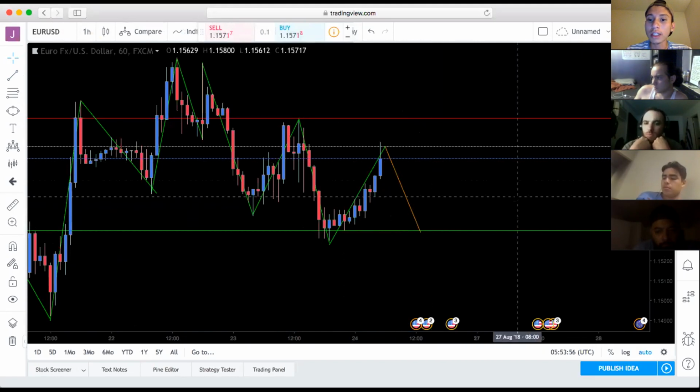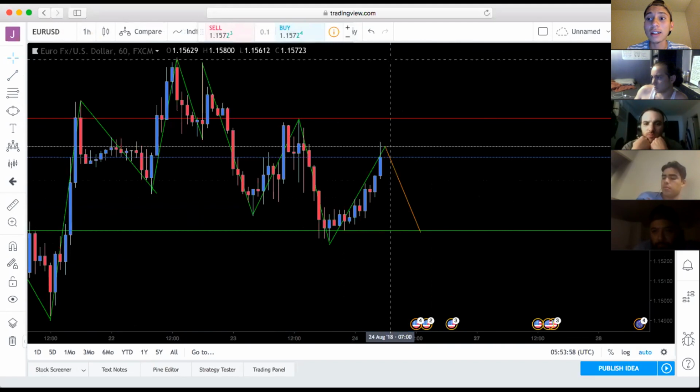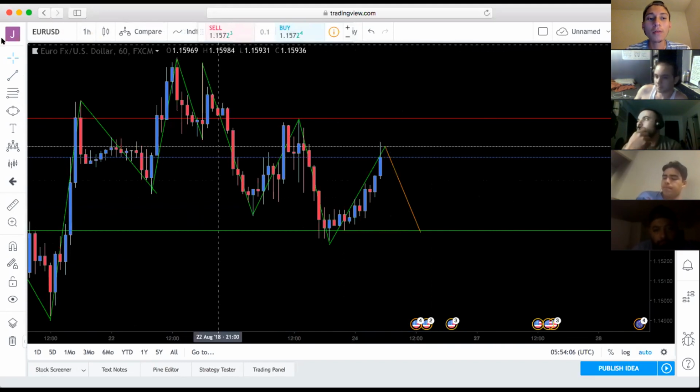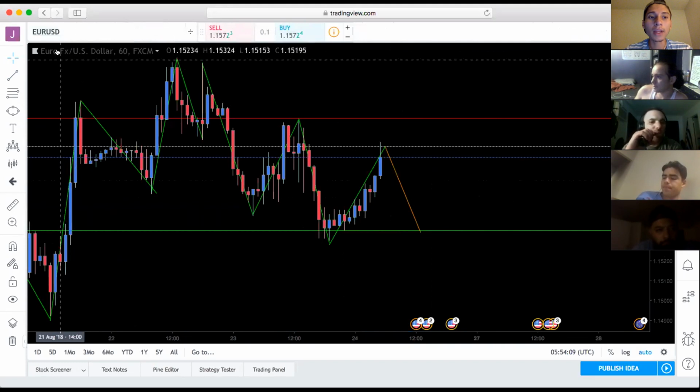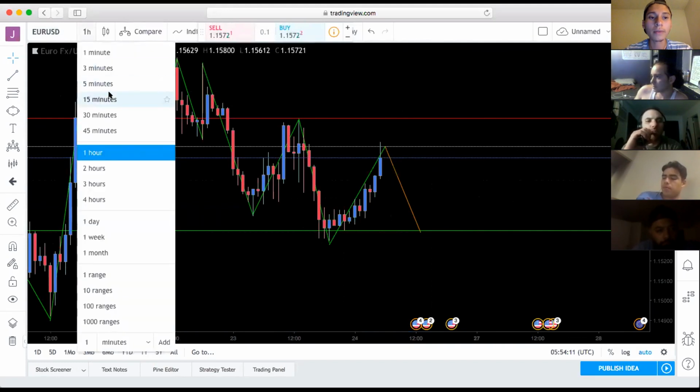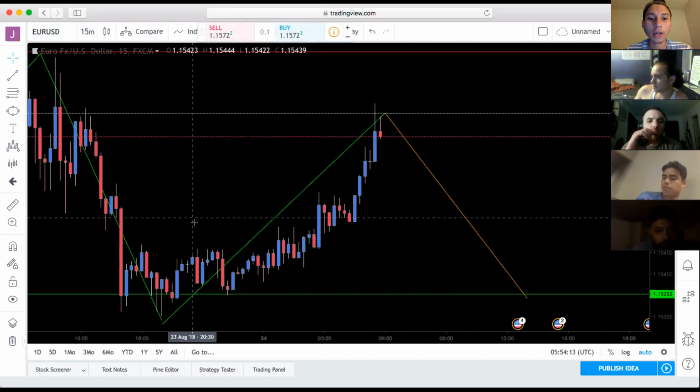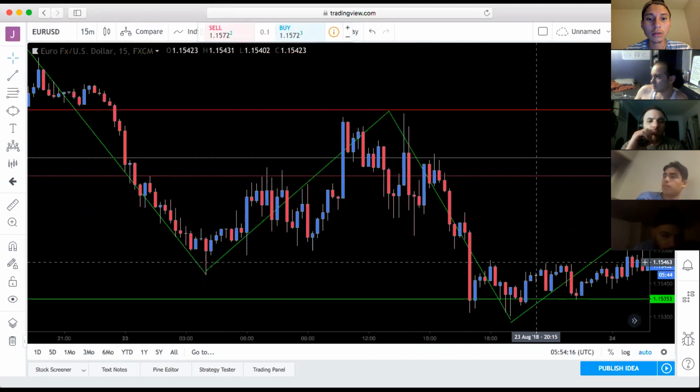Previous market structure is key for stop losses. Yeah, that's honestly, and even for take profits too. If you don't know where to go, don't worry. Use previous market structure, right? But let's look at a smaller time frame too, so I could show you guys some more trend reversals.